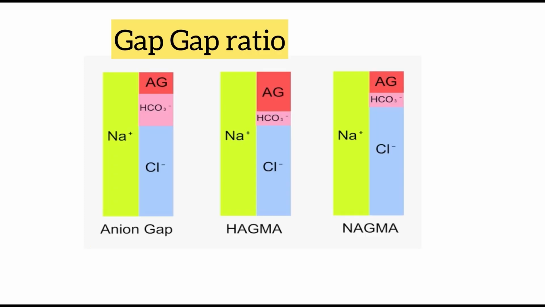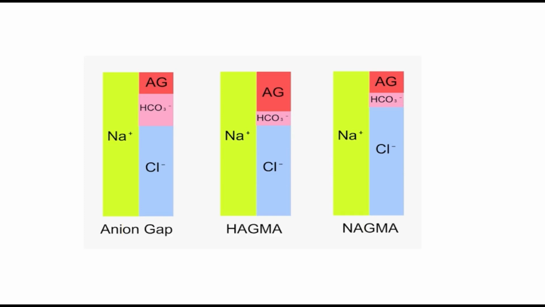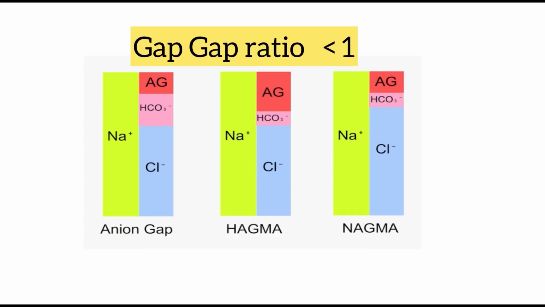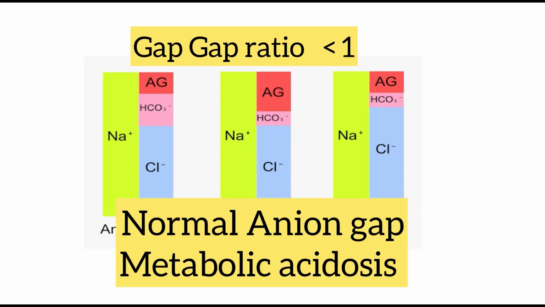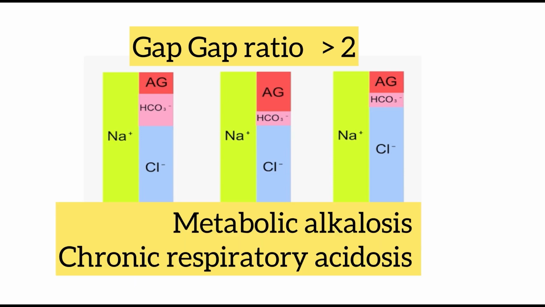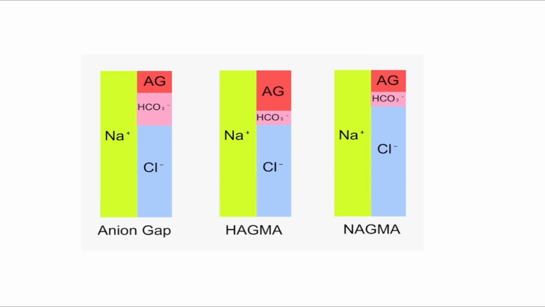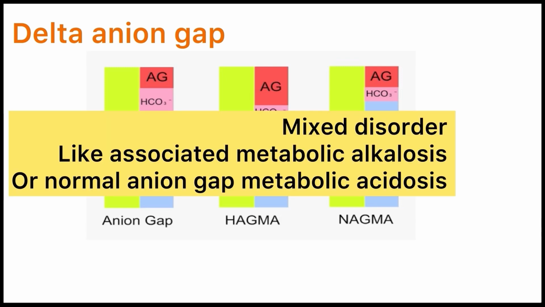If the gap ratio is between 1 and 2, it suggests a pure high anion gap metabolic acidosis, such as in diabetic ketoacidosis. If the ratio is less than 1, it indicates a concurrent normal anion gap metabolic acidosis, such as from diarrhea or renal tubular acidosis. And if the ratio is greater than 2, it suggests a concurrent metabolic alkalosis or chronic respiratory acidosis. Delta anion gap is used to find whether the patient has an associated mixed disorder.